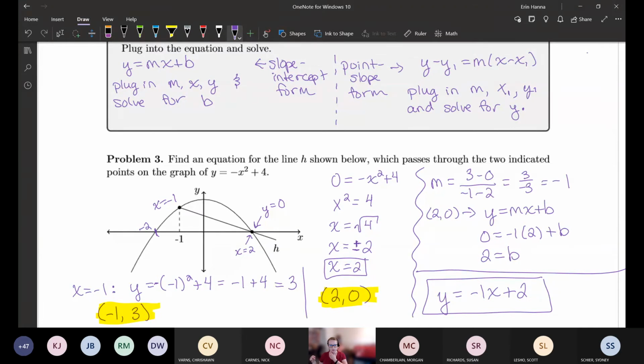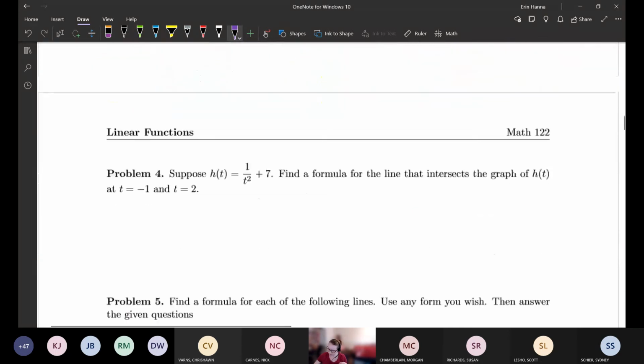Is my brain working correctly? Yes, it is. Okay. All right, one more.